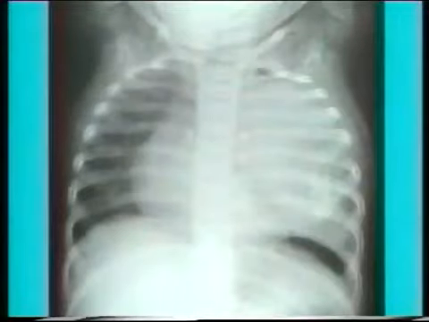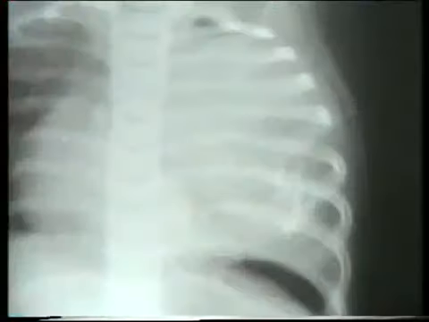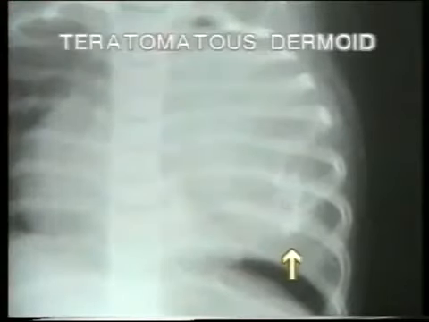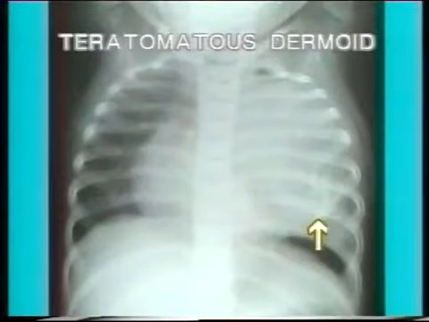This is a large mass filling the left chest of this child completely, so it is difficult to diagnose it as a mediastinal mass. But it is pushing the heart to the opposite side, which is unlike a lung tumor, and at the left apex its smooth border can be seen. Further, the mass shows calcification, which is characteristic of a teratomatous dermoid. No other swelling or shadow would show such calcification, particularly in a child. So this mediastinal mass is a teratomatous dermoid which arises in the middle portion of the anterior mediastinum.